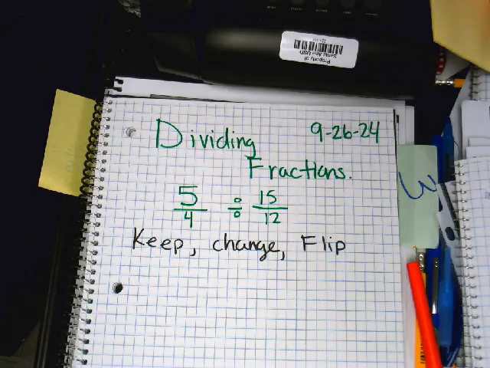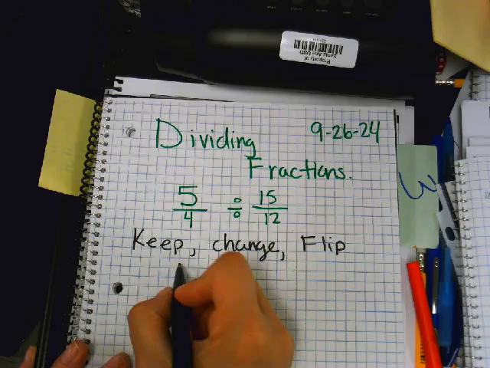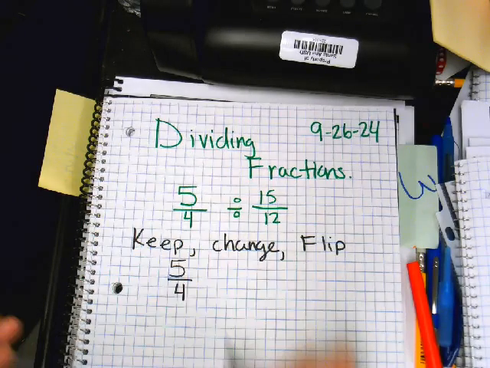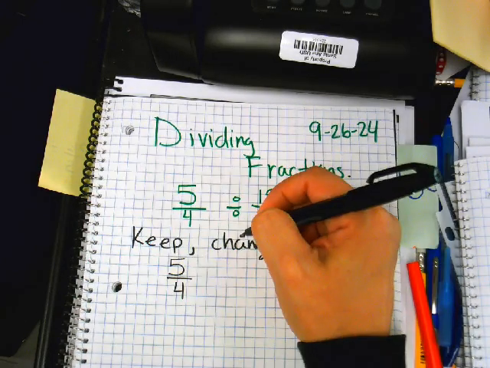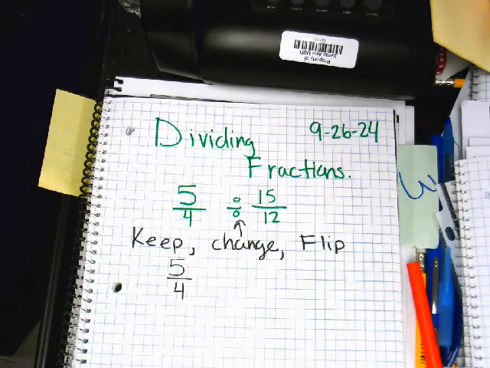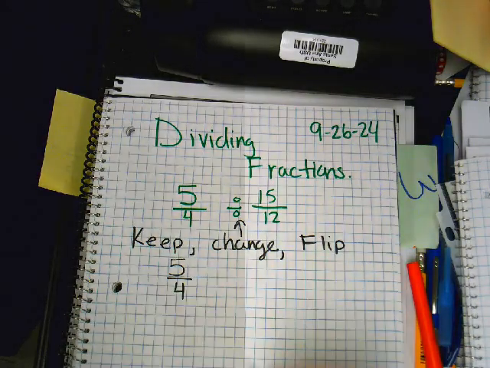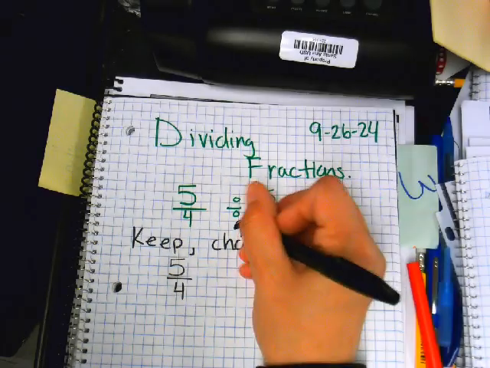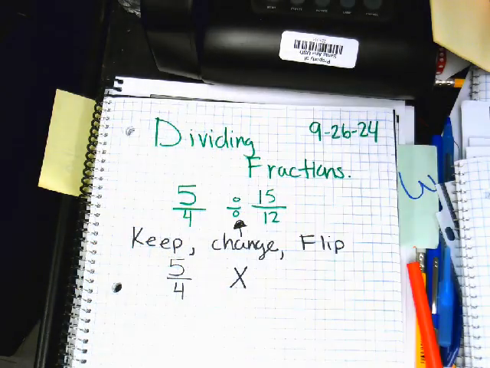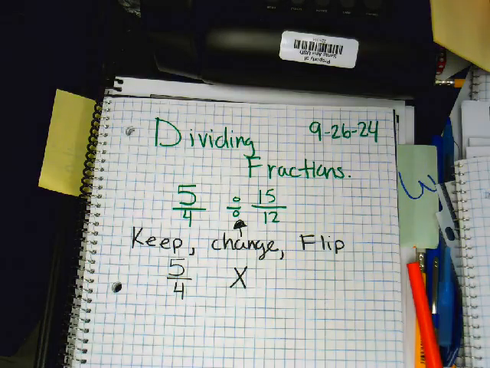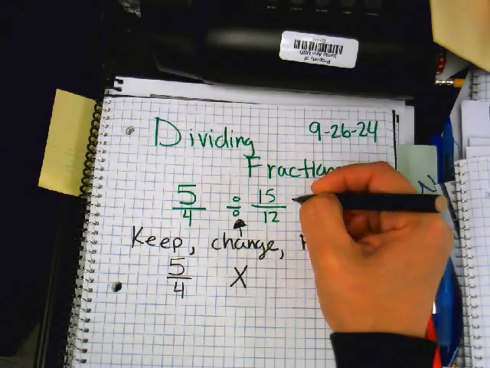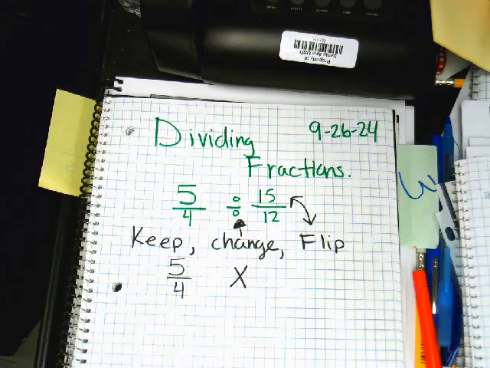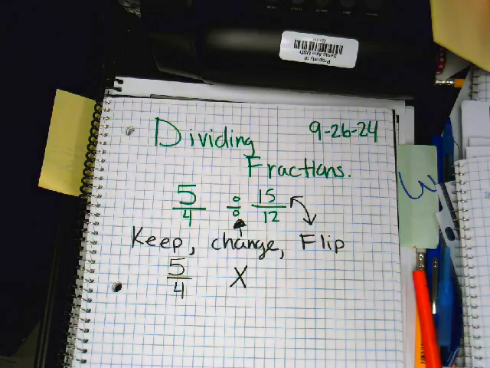You keep the first fraction. The first fraction is kept as is. Don't change anything. So you just bring it straight down, 5 over 4. What do we change the division to? Multiplication. So we change it to multiplication, and you put 12 on the top and 15 on the bottom. You flip this fraction, so the number on the top will be the number at the bottom.